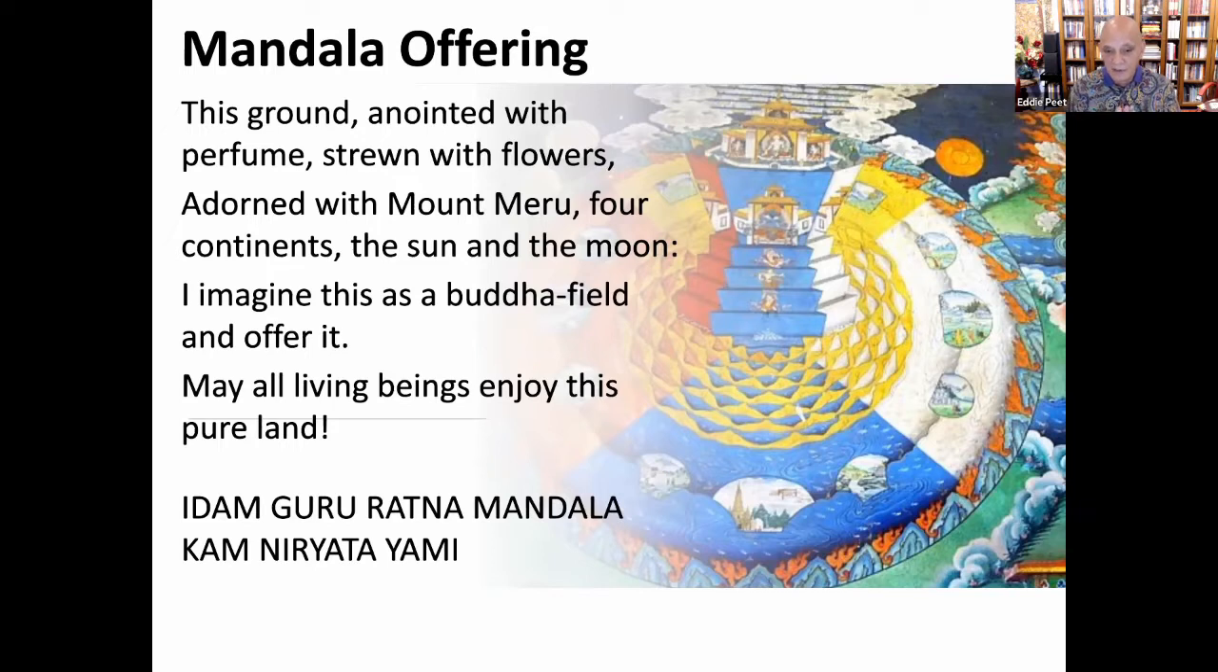Now the radiance of this emanation begins to expand, filling your body and mind with light. And the light goes out through the pores of your skin, spreads into the 10 directions of space, filling it with radiant light. And wherever beings exist within space, think they've been touched by that light and fully transformed into the awakened state.